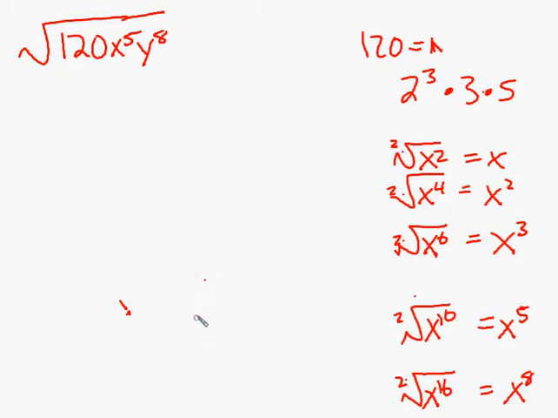So whenever I'm doing these, let's say this is my index. I'll call it n. And I have x to the a. The answer is x to the a divided by n. That's what that turns into.